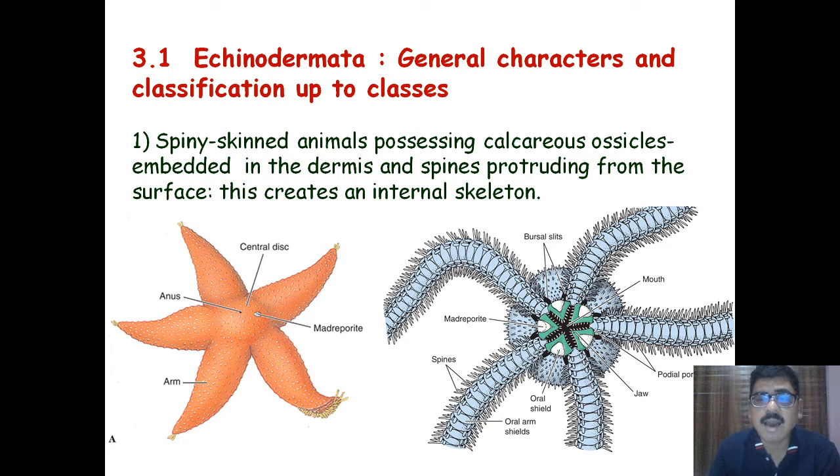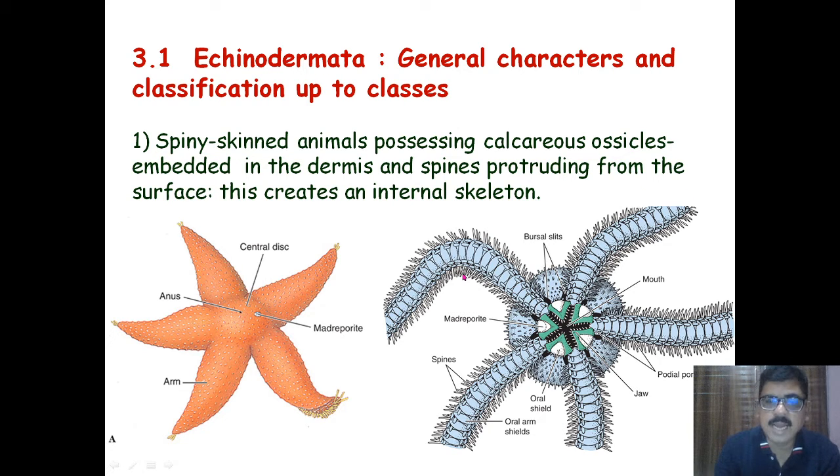And these ossicles are supporting structures and they form the endoskeleton. They are embedded in the dermis and spines protrude from the surface. And this creates an internal skeleton. These are the spines all over the body, and therefore these are the echinoderms.